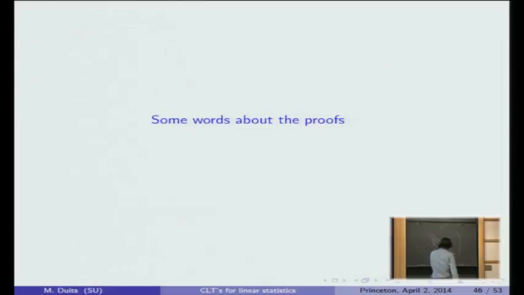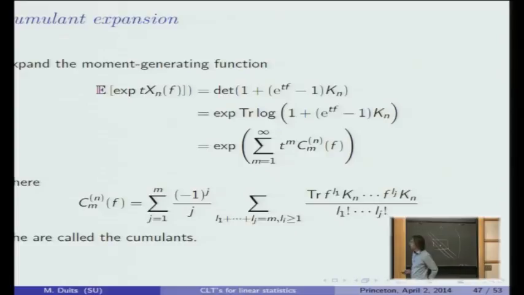Okay, so maybe I want to say a few words about the proof, and the proofs are not so very hard actually, but you need to use some tricks. So what we do is we use the cumulant expansion here. We take the moment generating function for the linear statistic, and then we start writing, okay, this is a Fredholm determinant, but by taking a log, I can make this into a trace, so we get the exponential of a trace of the log. Then I do an expansion of this operator in small t.